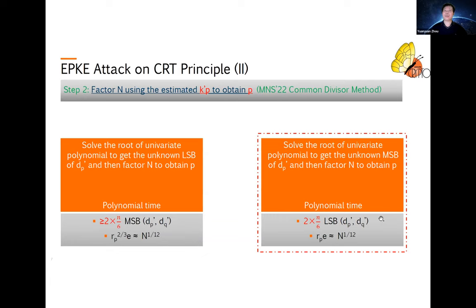The second step of this EPKE attack is similar to the Eurocrypt work, so we also use this approximate GCD method. Based on the found K constant and K prime, we estimate K prime times P, then we factor N to get P. And for both MSB and LSB cases, we can do this step in polynomial time, because it's similar to the Eurocrypt work. The difference here is the LSB case, because we need to use a modular inverse of an item. But the thing is that the modular inverse doesn't always exist. So we need to do some small trick there. I'll show you in later slides.